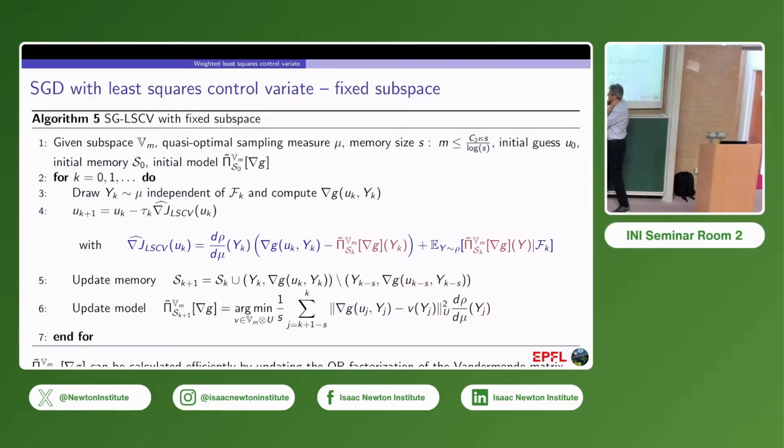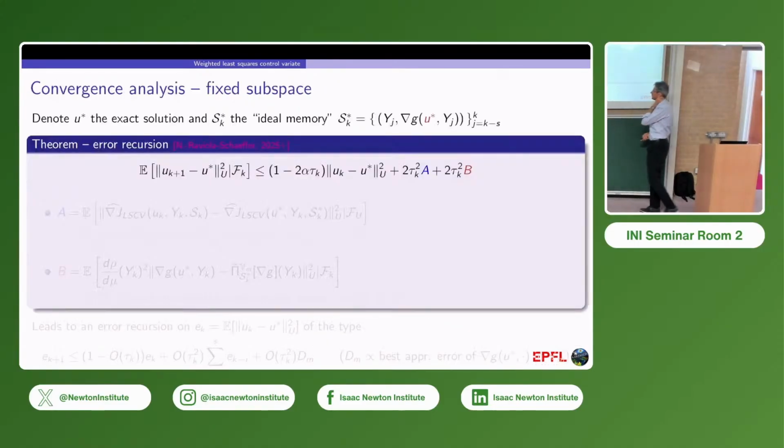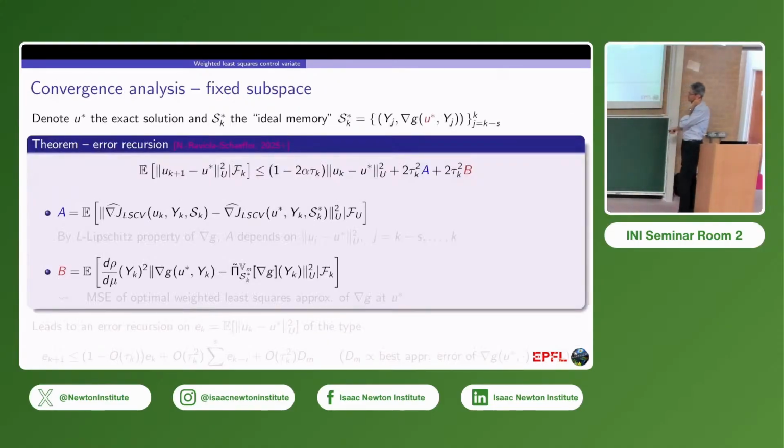So it means that if you really want to converge to the optimum, you have to reduce the learning rate over the iterations. If you keep it fixed, you will converge to something that is up to this projection error. You cannot do better than the projection error. So here we kept it fixed, and then we could prove this result, this error recursion.